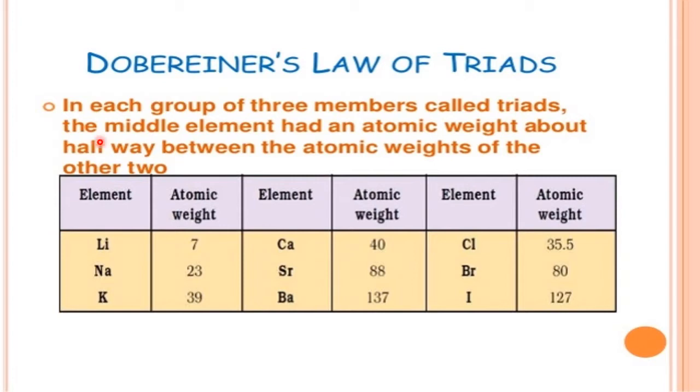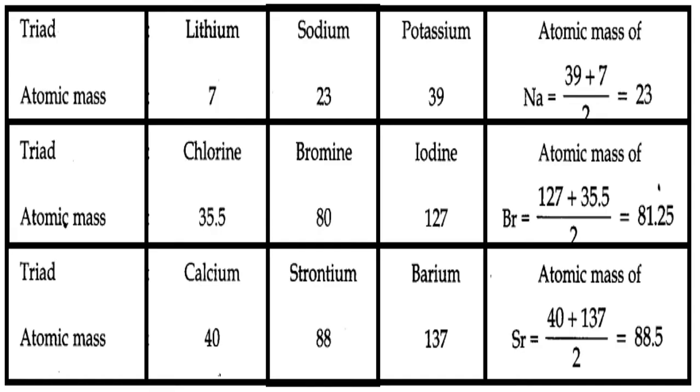See, these are the triads: lithium, sodium, potassium in one set, calcium, strontium, barium in another set, and chlorine, bromine, iodine in another set. Let us see the calculation. For lithium, sodium, potassium, the atomic masses: 7 plus 39 divided by 2, the average, is very close to sodium. In the same way, the first plus the last divided by 2 is very close to the middle one. Very clever work done by Dobereiner.